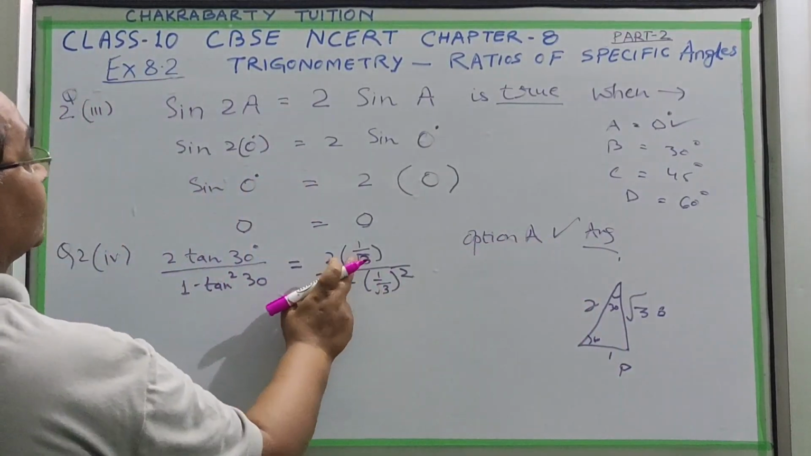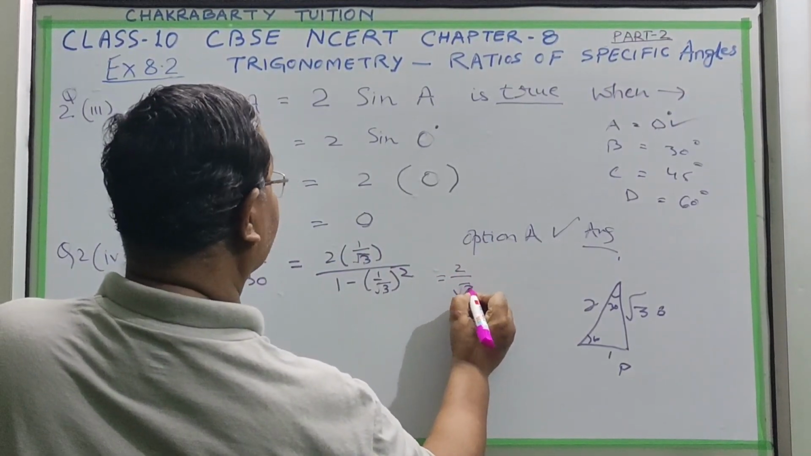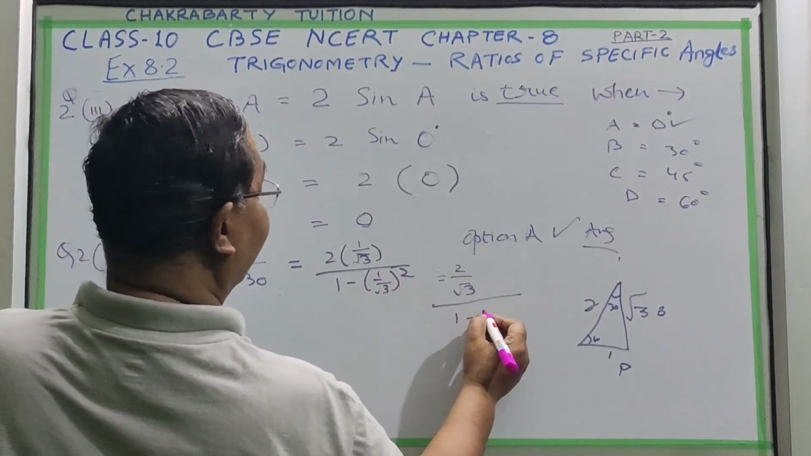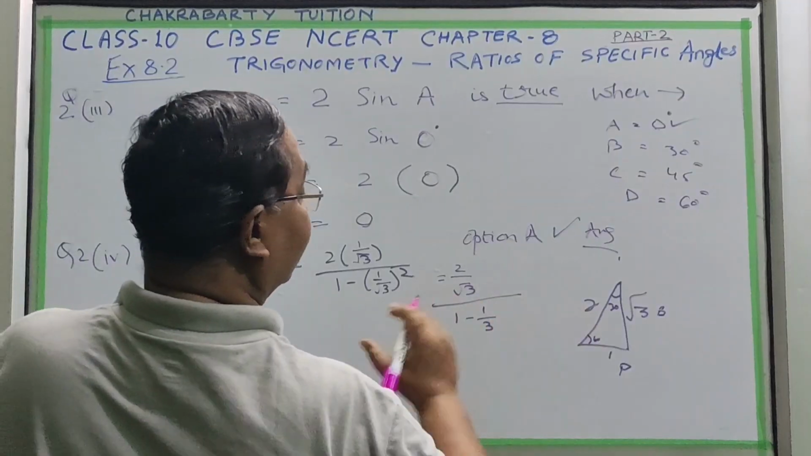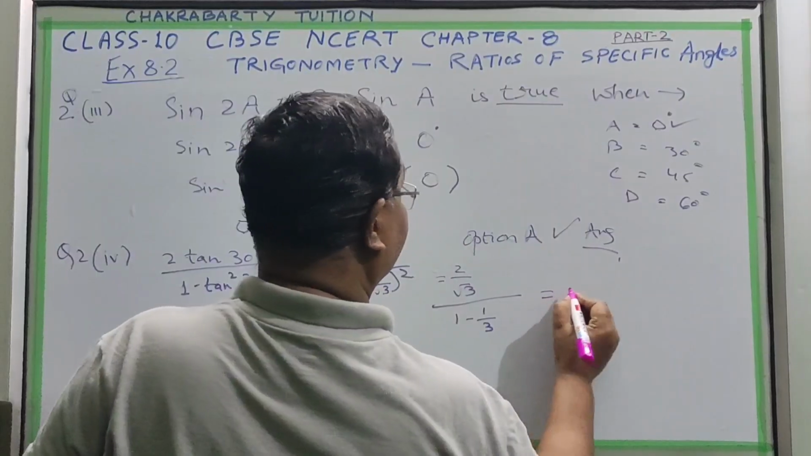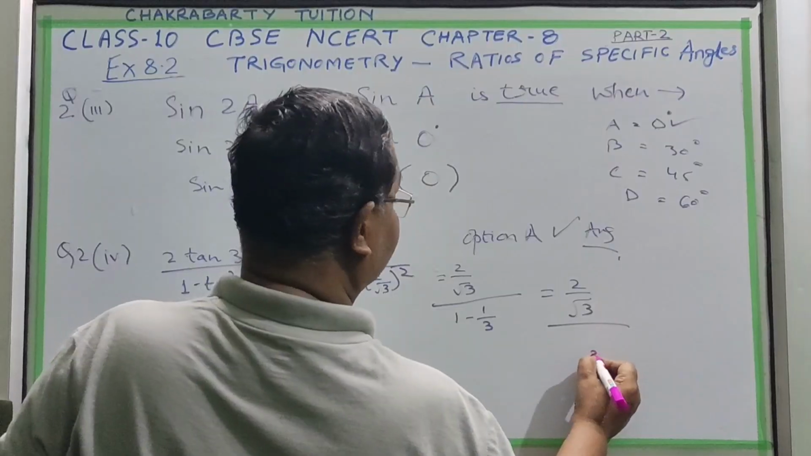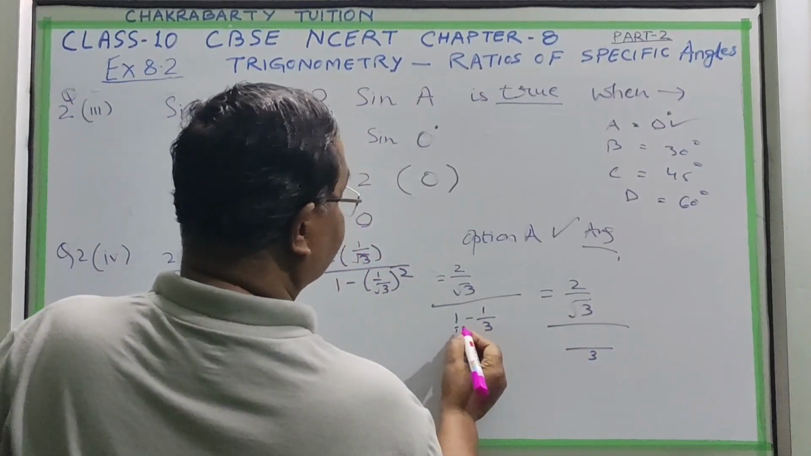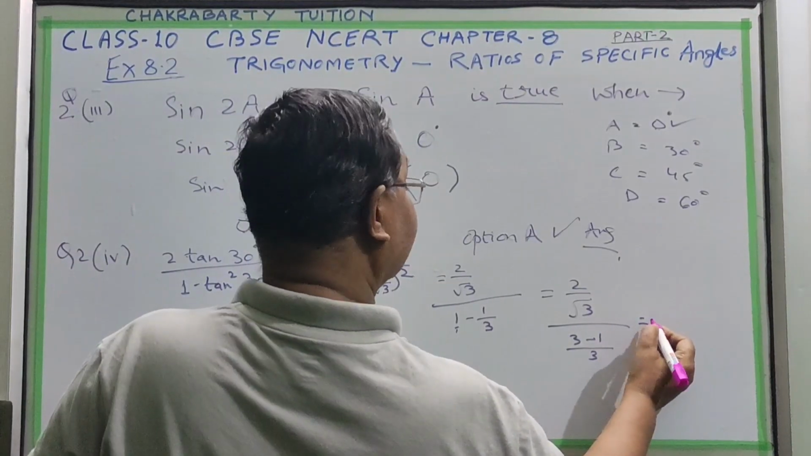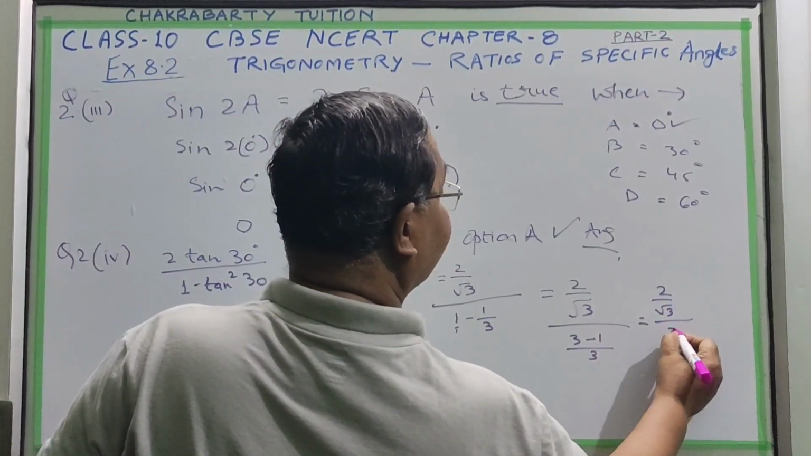So now we have to solve this equation. What will happen? 2 will go to the upper side, 2 upon under root 3. Here it will make 1 minus, this will become 1 and this will become 3. So it equals 2 under root 3, and the LCM 3 will be there, so 3 will come and it is 1. So it will become 3 minus 1. 3 minus 1 is equal to, then it will become 2 under root 3 upon 2 by 3.